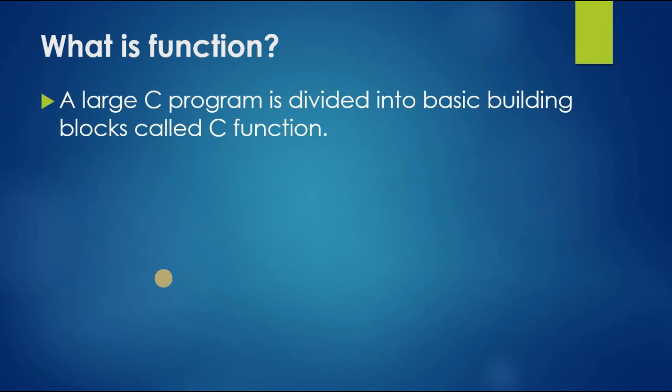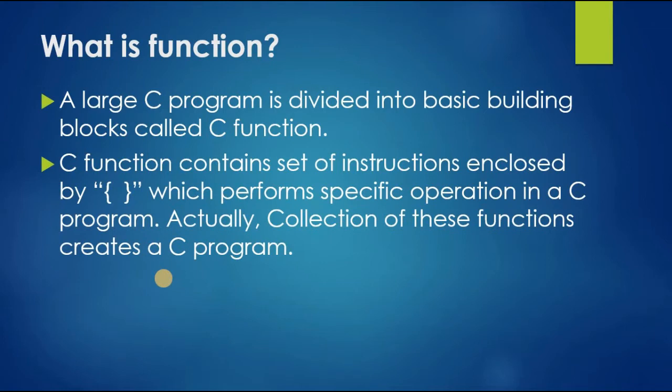A large C program is divided into basic building blocks called C functions. C functions contain a set of instructions enclosed by curly brackets, which performs a specific operation in a C program. Actually, a collection of these functions creates a C program.